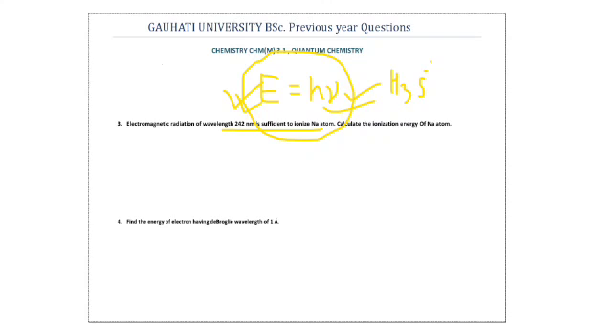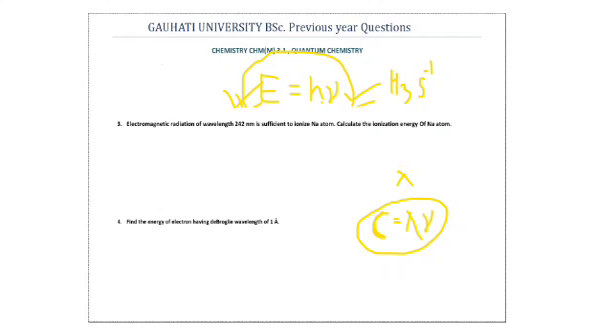Again, nu can be further written as c by lambda. Speed of light is related by c is equal to lambda nu, where lambda is the wavelength. You might have seen this in class 11 and 12, but again we will use this equation to solve questions like this. So let's start.